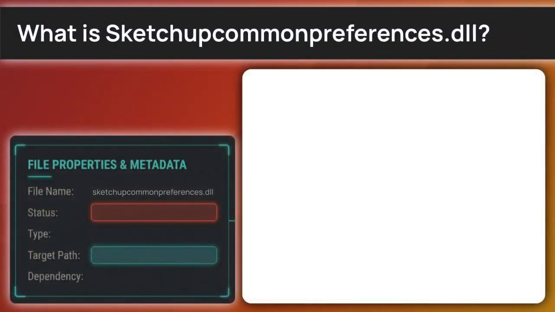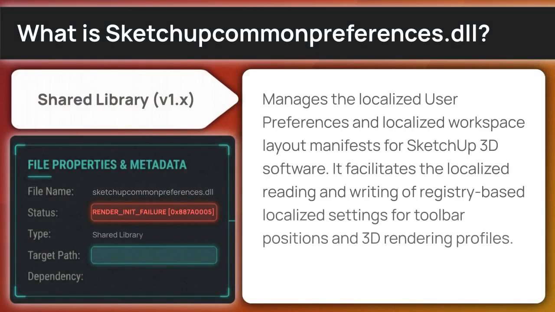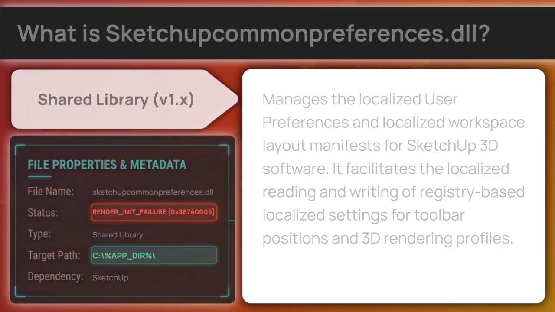This is the SketchUp Common Preferences, which manages the localized user preferences and localized workspace layout manifests for SketchUp 3D software. It facilitates the localized reading and writing of registry-based localized settings for toolbar positions and 3D rendering profiles. Since we've covered what this file is, let's move to the primary fix.